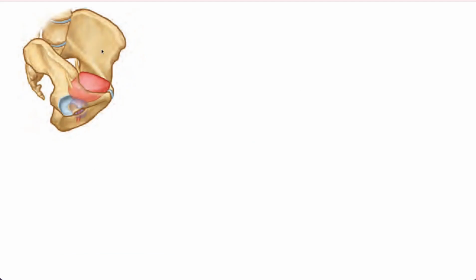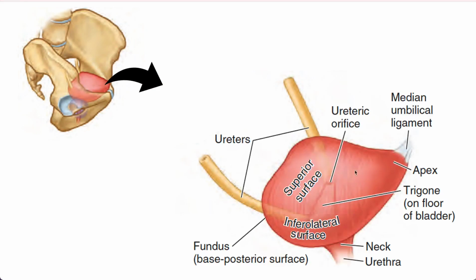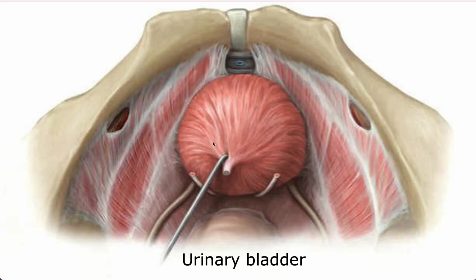Now, this is the pelvic cavity and there is the urinary bladder. To understand it, we should take it out. Now you can see the superior surface, the inferior lateral surfaces, the neck of the bladder, and then it continues as the urethra, and then the posterior surface or the base, the apex, and the ureters. There you are looking at the urinary bladder from the top.